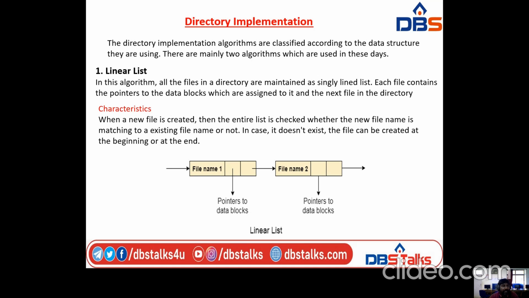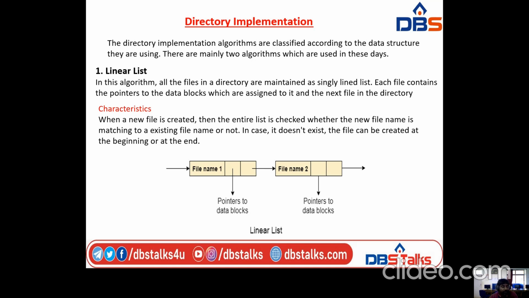What is meant by linear list? What is meant by hash table? There are a number of algorithms by which directories can be implemented. However, the selection of an appropriate directory implementation algorithm may significantly affect the performance of the system. The directory implementation algorithms are classified according to the data structures they use, mainly two: linear list and hash table.